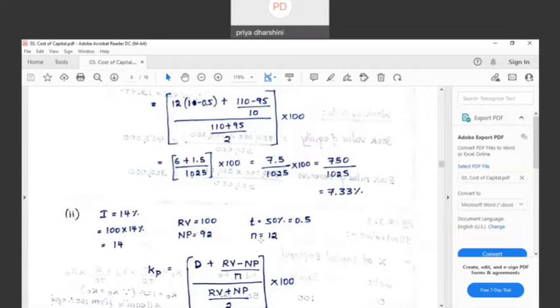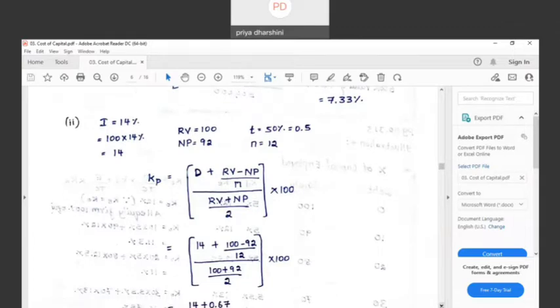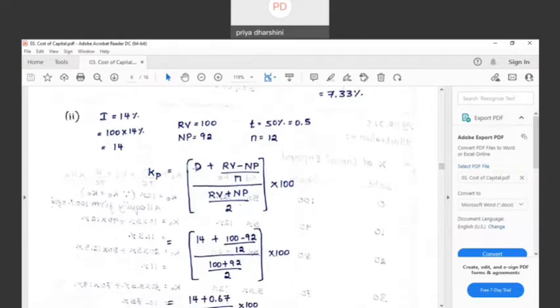N is 12 years. Tax rate is 50%. Anyway, this is income tax, not dividend distribution tax, so you will not bring it into the cost of preference shares. The net proceeds is 92 rupees. Substitute the values. Here they have not told about dividend distribution tax. So the cost of preference shares is D plus RB minus NP by N, divided by RB plus NP by 2, into 100.